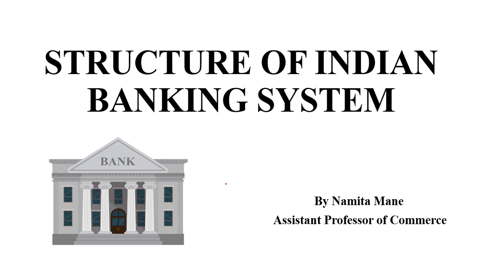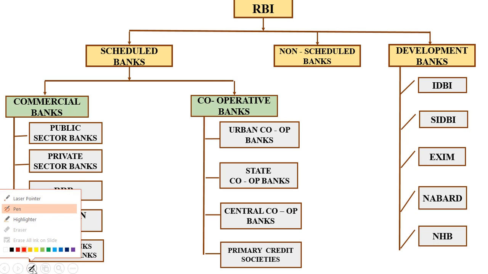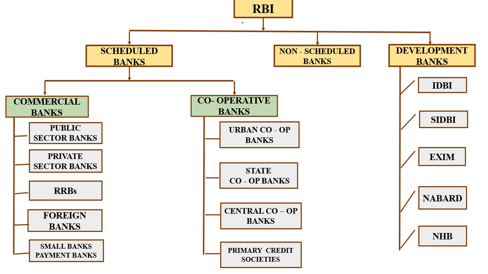I am Namita Mane. In today's session, let us see the structure of Indian banking system. So this is the structure of Indian banking system. At the apex level, there is Reserve Bank of India. Under Reserve Bank of India, there are scheduled banks, non-scheduled banks and development banks. Under scheduled banks, there are two banks, that is commercial banks and cooperative banks.